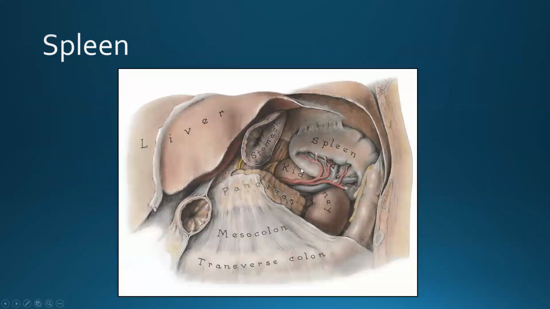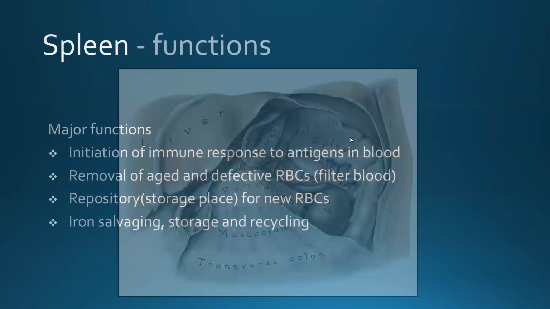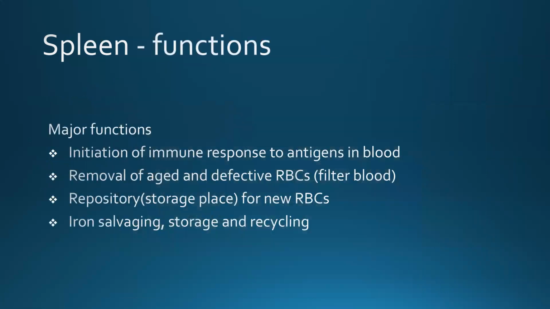So this is the spleen, located posterior to the stomach. In this picture, the stomach has been removed, so when we remove the stomach, we can see the spleen. The major function of the spleen, number one, is to initiate the immune response to antigens in blood. Number two, removal of aged and defective RBCs. And then it is a storage place for new RBCs, and it has iron salvaging, storage, and recycling functions.